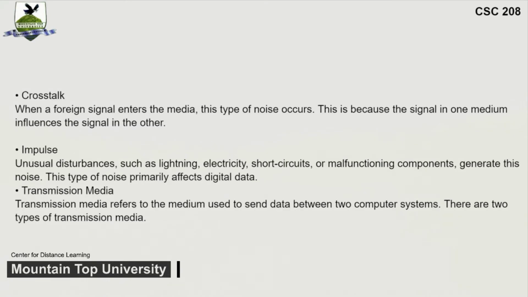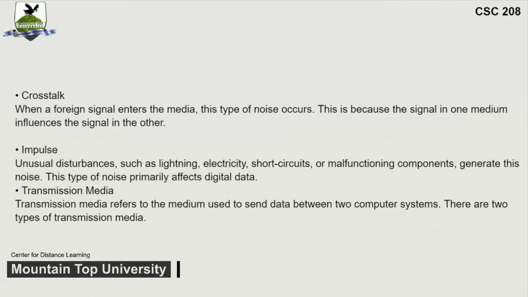Crosstalk. When a foreign signal enters the media, this type of noise occurs. This is because the signal in one medium influences the signal in the other. Impulse. Unusual disturbances, such as lightning, electricity, short circuits, or malfunctioning components, generate this noise. This type of noise primarily affects digital data.